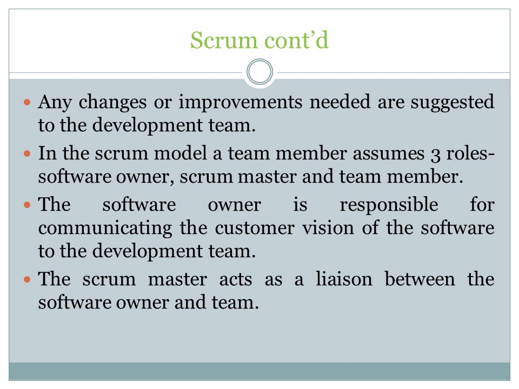In the Scrum model, the team assumes three roles: the product owner, Scrum master, and team member. The product owner is responsible for communicating the customer vision of the software to the development team. The Scrum master acts as a liaison between the product owner and the team.